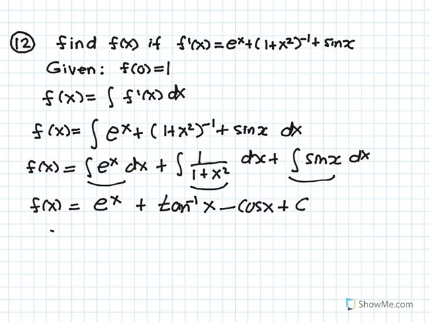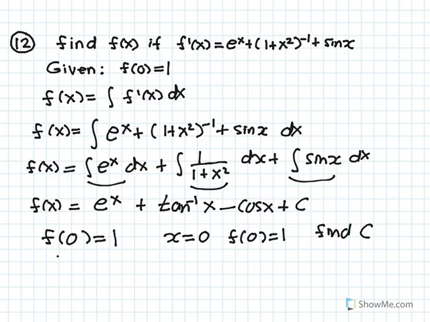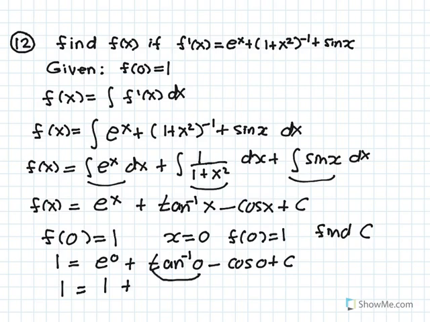Now we're given that f of 0 is equal to 1. That means we have to plug in x equals 0, f of 0 equals 1, and we have to find c. Let's do that. 1 is equal to e to the 0 plus tan minus 1 of 0 minus cos 0 plus c. E to the 0 is 1. Tan minus 1 of 0 is just 0. Cos of 0 is 1 plus c. If we solve for c, 1 minus 1 cancels, and we get c is equal to 1.